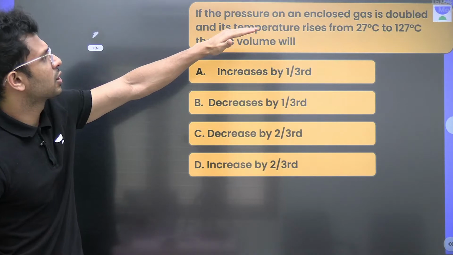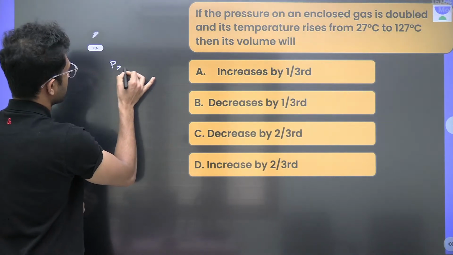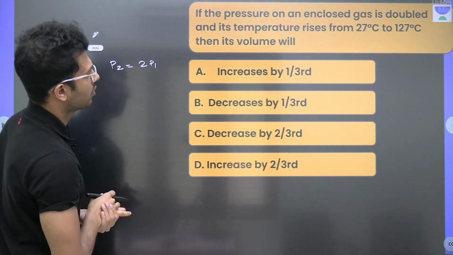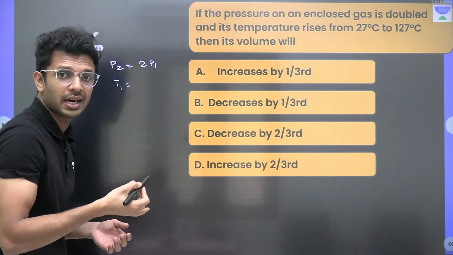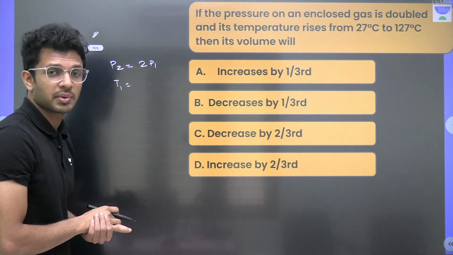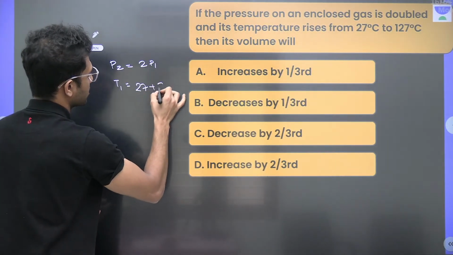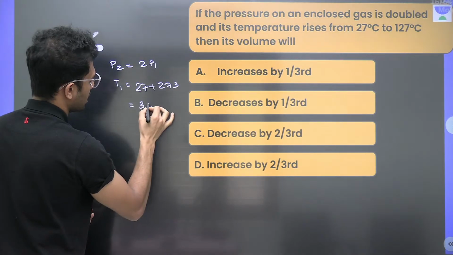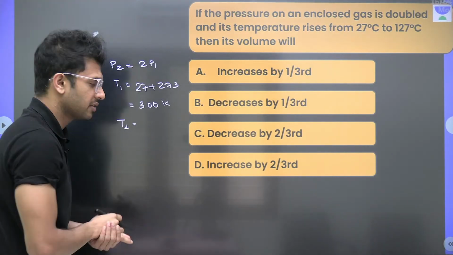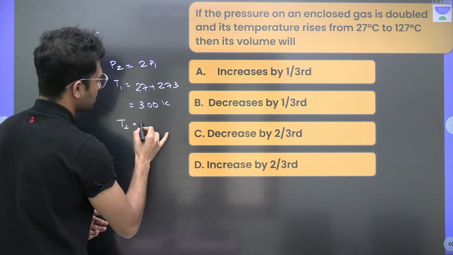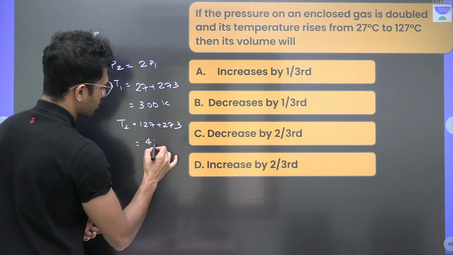If the pressure on an enclosed gas is doubled, I'll write it. P2 is equal to 2 times P1 and the temperature is 27 degrees Celsius. But we know that whenever we solve any equations related to temperature, it has to be in its SI unit, which is Kelvin scale. So that is 27 plus 273, that's equal to 300 Kelvin. Okay, and the temperature becomes 127. So its corresponding value in Kelvin scale is 127 plus 273, that is equal to 400 Kelvin.